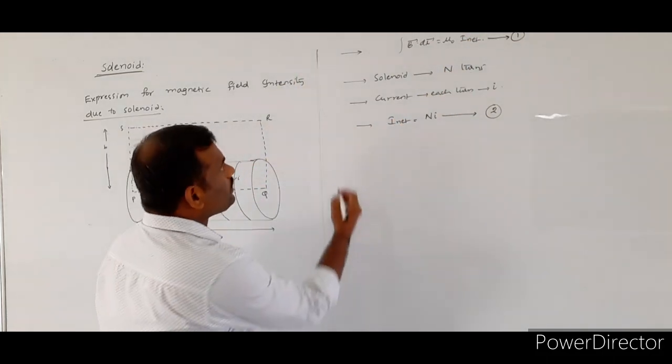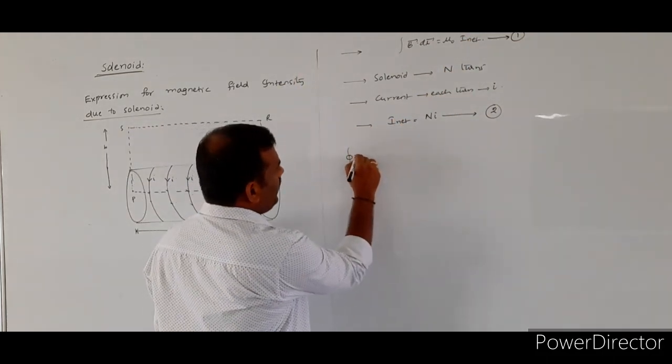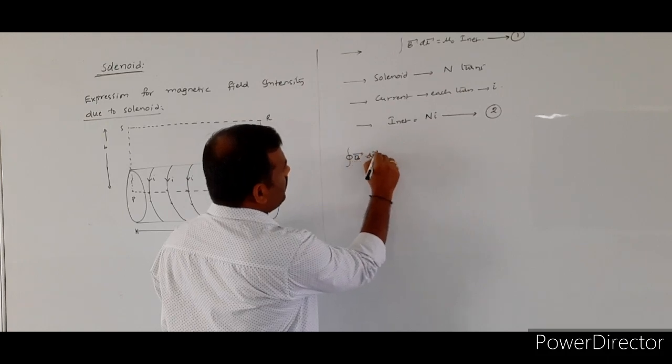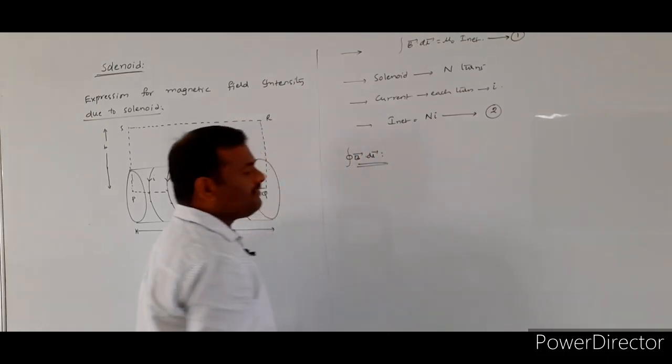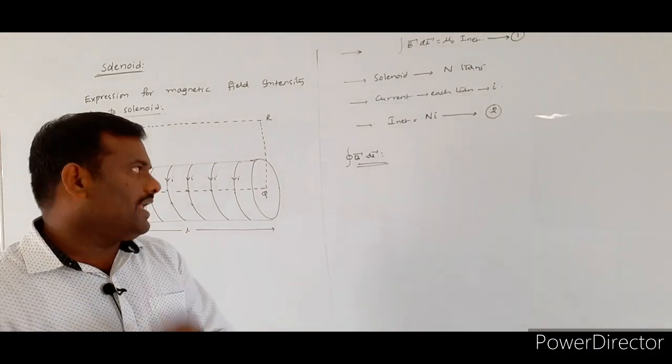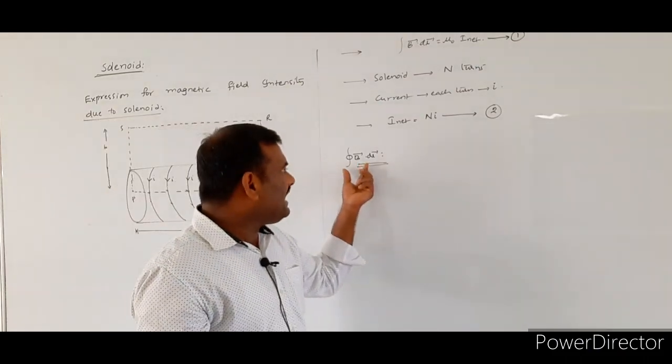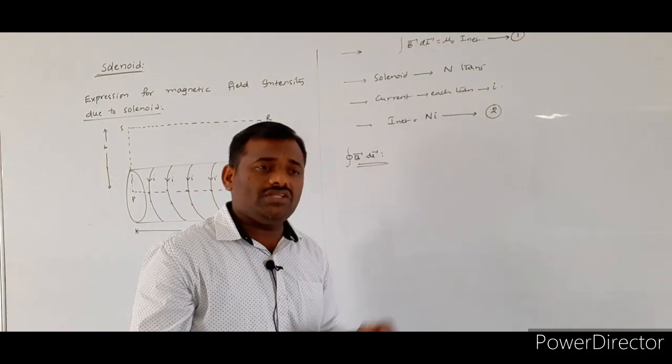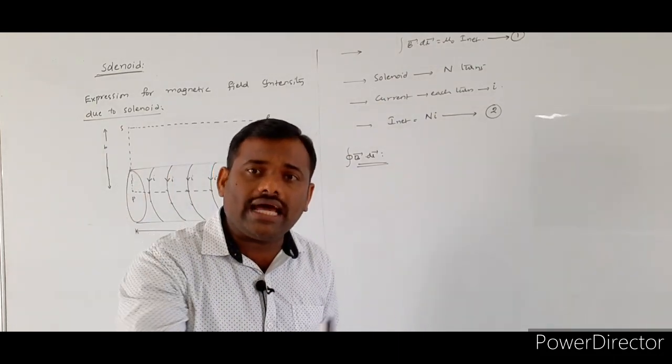Now I want to calculate the line integral of B dot dl value. Line integral of B dot dl means we have to calculate it for the entire closed loop.